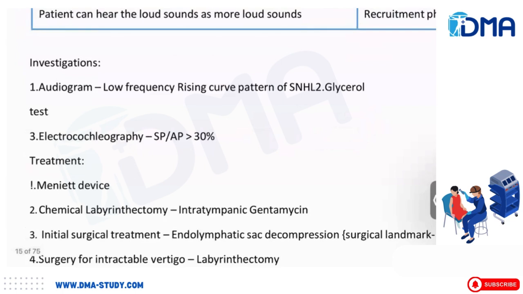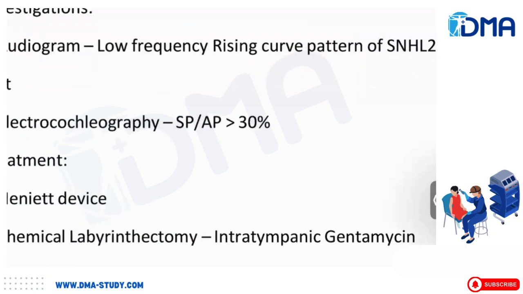The SP by AP ratio should be more than 30%. SP is summating potential, and AP is action potential. It's very easy. Some 1 month back there was a concert by A.R. Rahman. For 40,000 occupancy of that concert, almost 80,000 tickets were given. SP is the potential produced by the swollen membranous labyrinth.